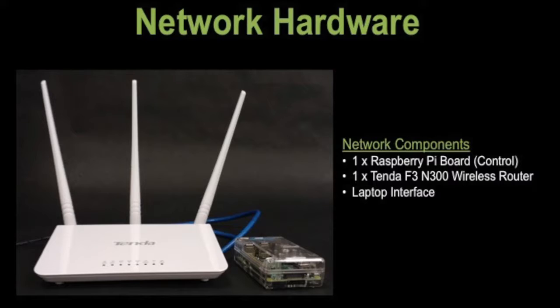The components of the network hardware consist of a 5 dB wireless router and a Raspberry Pi acting as the control server. These components produce a wireless network that each car connects to automatically with their integrated wireless antennas.